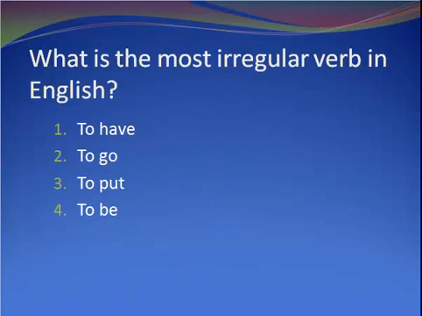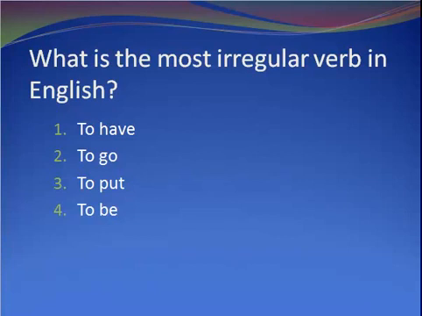Now here are a few examples of irregular verbs. Let's have a look. If you take to have, you would say I have, he has, we had, they had. So you've got three different forms. Here you've got have and has for present and had for past. How about go? Well, you've got I go, he goes, we went. So you've got go and goes for present and went for past.